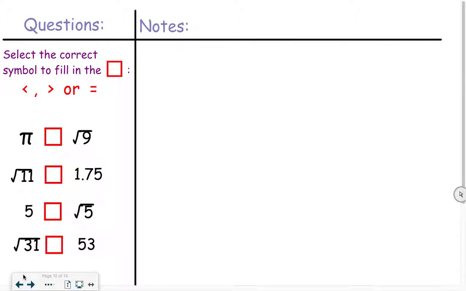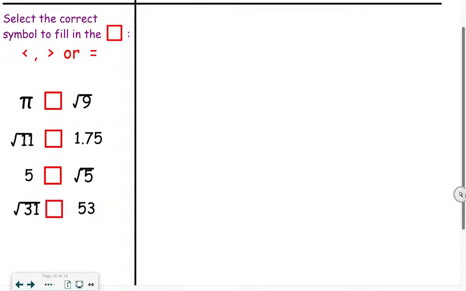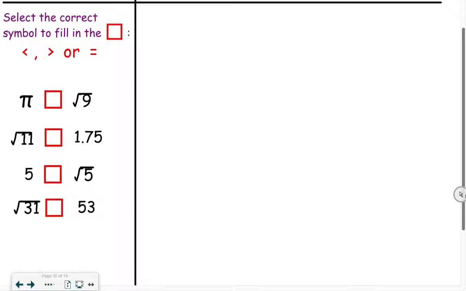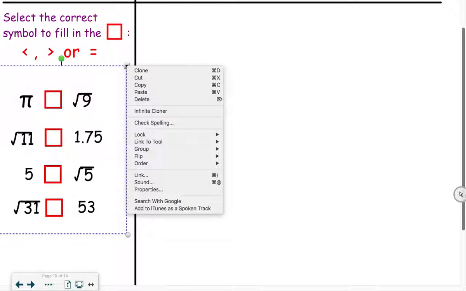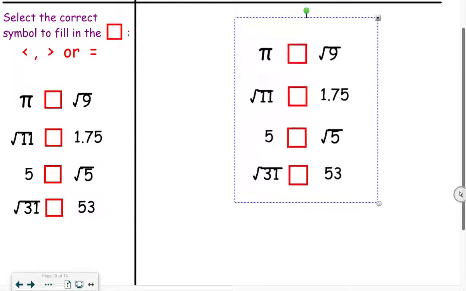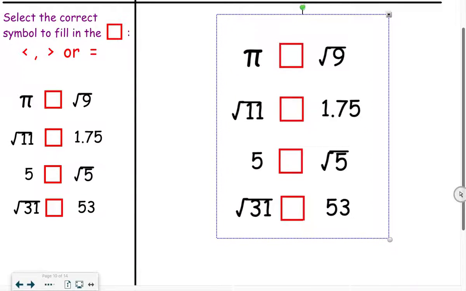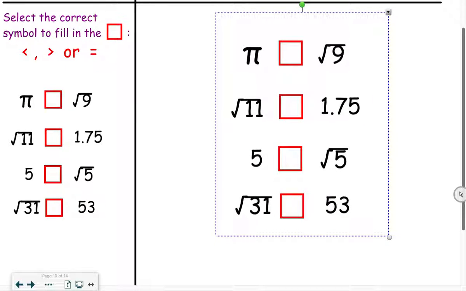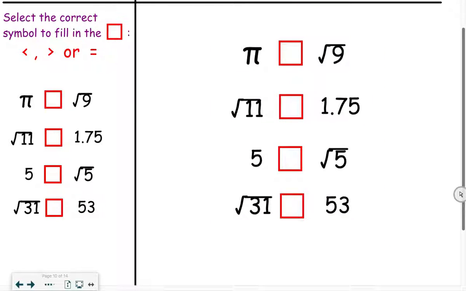All right, we are going to select the correct symbol to fill into the box. Less than, greater than, or equal to. So I am going to bring this over to this side as well. We're going to have to do a little work to find some of these out. Now once again, to compare numbers, I am going to turn these all into decimals. Decimals is by far the easiest way to compare numbers.